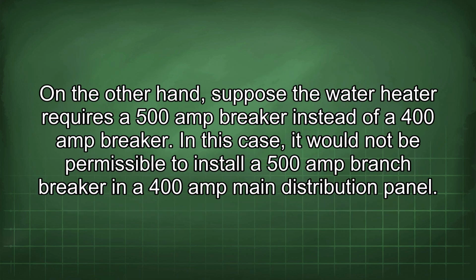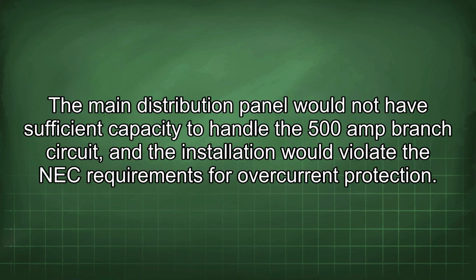On the other hand, suppose the water heater requires a 500 amp breaker instead of a 400 amp breaker. In this case, it would not be permissible to install a 500 amp branch breaker in a 400 amp main distribution panel. The main distribution panel would not have sufficient capacity to handle the 500 amp branch circuit, and the installation would violate the NEC requirements for overcurrent protection.